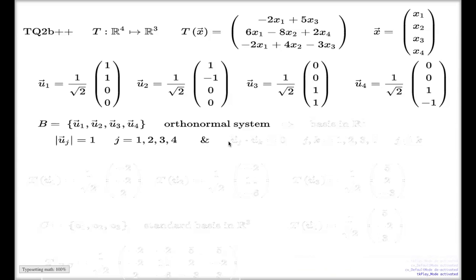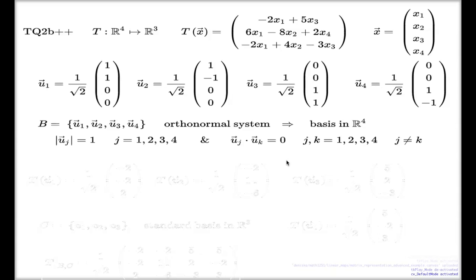And also, they are pairwise orthogonal. If you compute the dot product of uj and uk, as long as j is not equal to k, that will be 0. We proved this in class together with you, that an orthonormal system is always linearly independent. Because of that result, this is a basis in R4. So I just try to find the matrix of my linear transformation with respect to this basis.